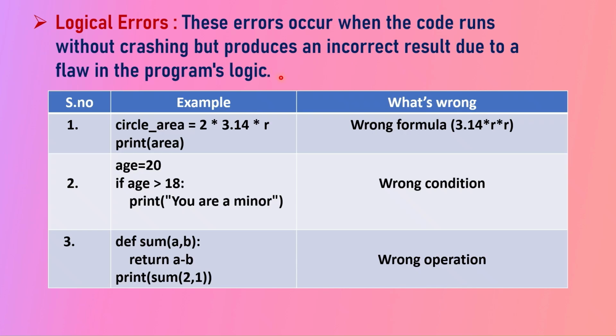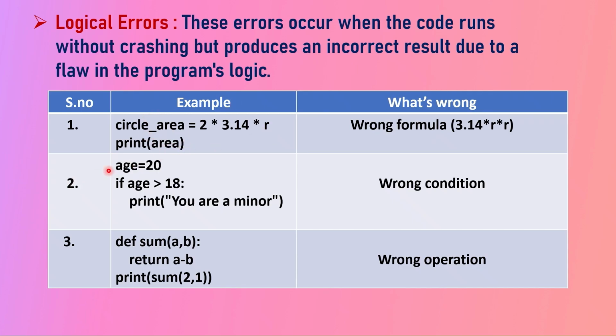So here I have given 3 examples. In the first example, I was trying to calculate the area of the circle. I have declared one variable named circle_area and I gave this formula, 3.414, which means pi, and r. Normally the circle area is calculated by pi r square, right? But I gave the wrong formula here, which is a logical error in my program. So this is an example of a logical error.